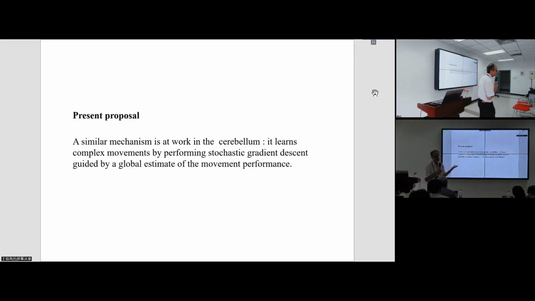So the question is, even for this song learning, there are many parts that are missing. Where is the song evaluated, etc. So what we would like to do is to go back to the cerebellum and try to see if we can propose some implementation of this stochastic gradient descent, and see what would be the experimental implications of this proposal.